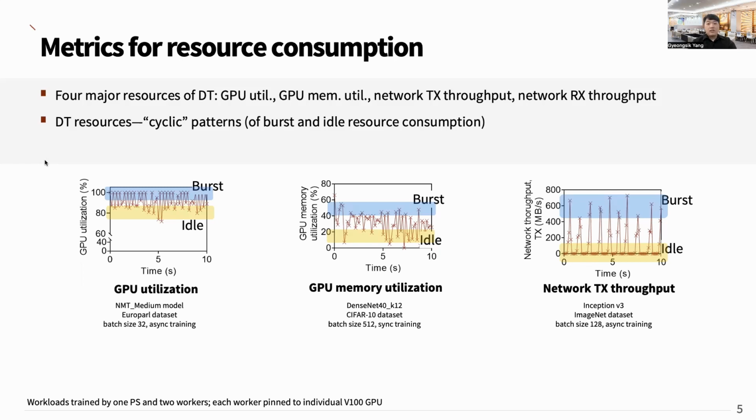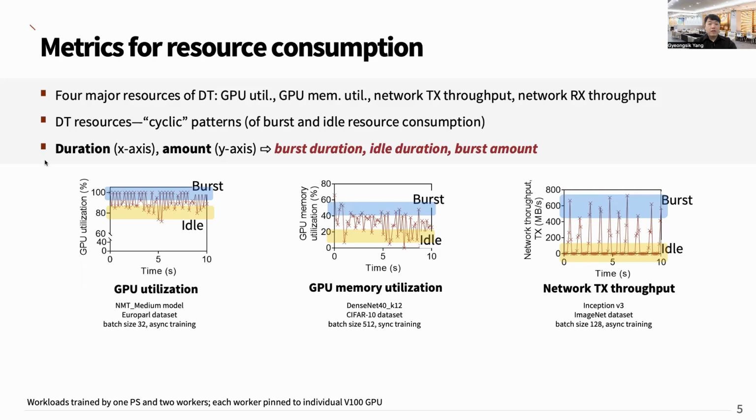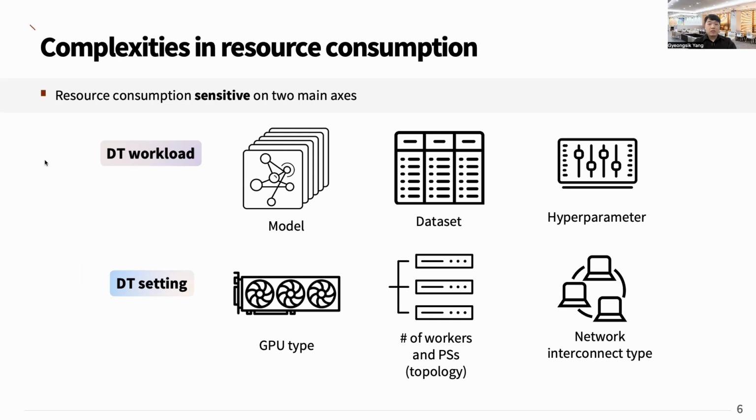The first thing to note is that each resource shows cyclic patterns of burst and idle resource consumption. In each graph, we denote the x-axis as duration and the y-axis as the respective amounts. Then we can define metrics such as burst duration, idle duration, and burst amount. The defined resource consumption metrics are highly sensitive to 2 main causes.